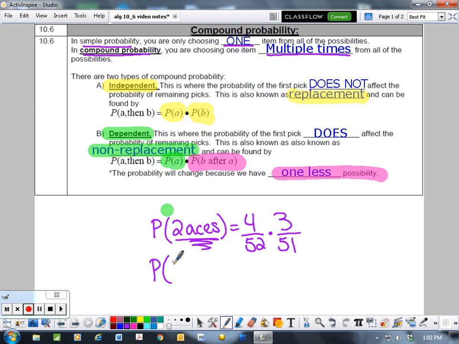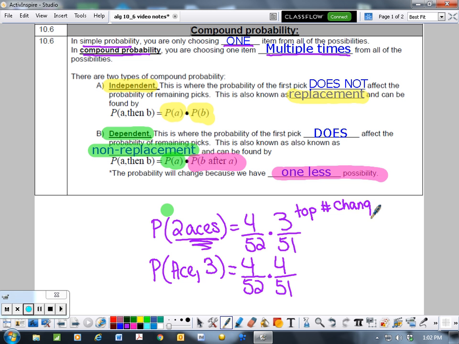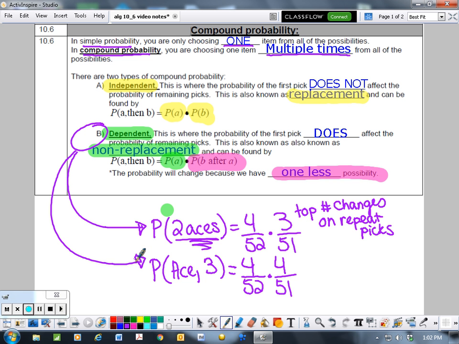But if I have the probability of an ace and then a 3, then I would have 4 out of 52 aces times, now that I keep an ace out, I still have 4 3s in the deck, but only 51 total cards. So when we have a repeater, the top number changes also. And so this is that whole idea of dependence. That second fraction is going to change in a certain way depending on what you're picking.